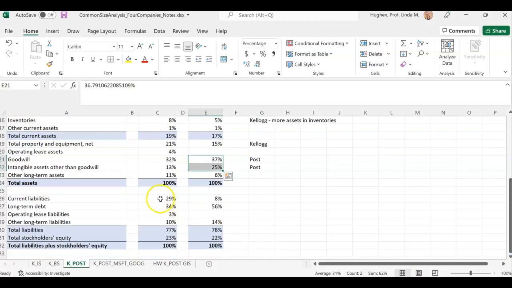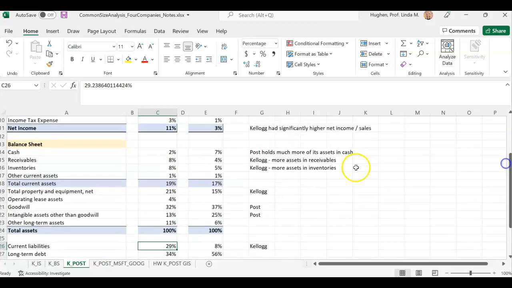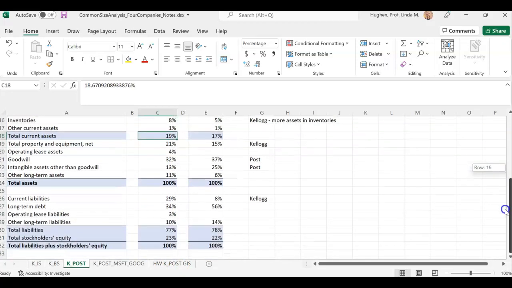Now to the financing side, we're just looking at high-level information here. Current liabilities, long-term debt, operating lease liabilities, which are often considered to be long-term debt, and then other. We see Kellogg has significantly higher current liabilities. Again, not bad. We can compare Kellogg's 29% of its total financing and bills that need to be paid next year compared to their current assets. And we see that current liabilities are quite a bit higher than their current assets. But we don't see too much cause for concern.